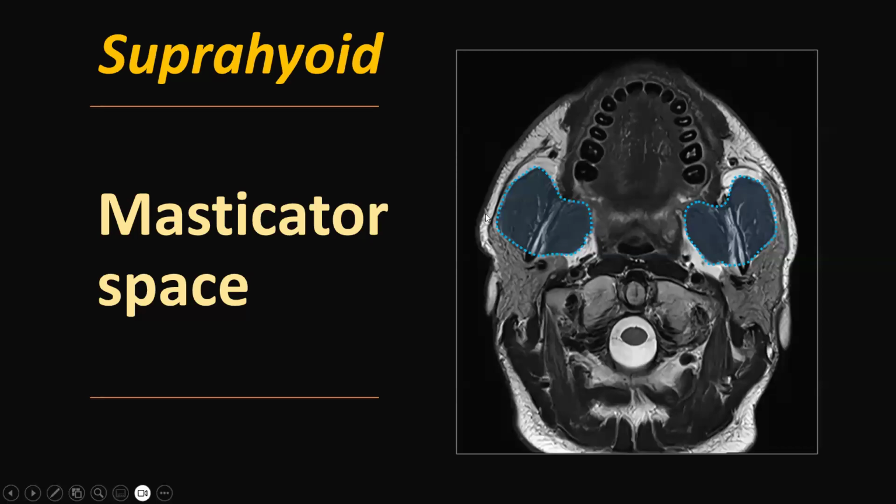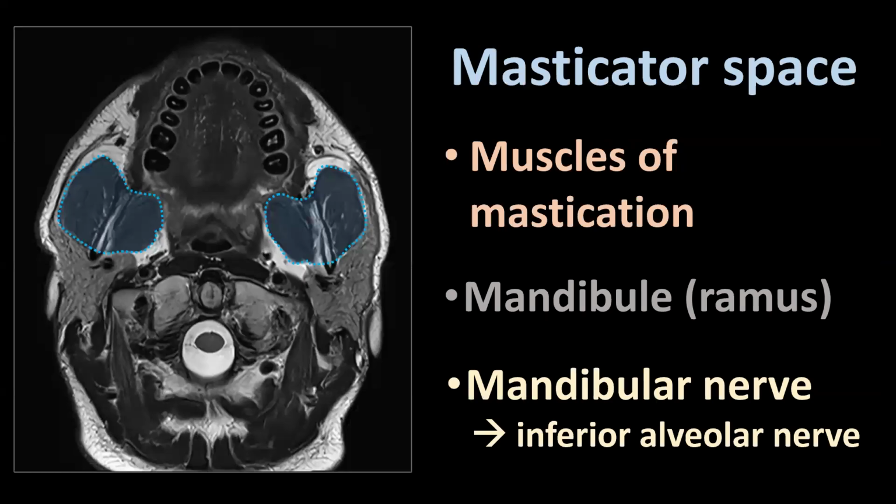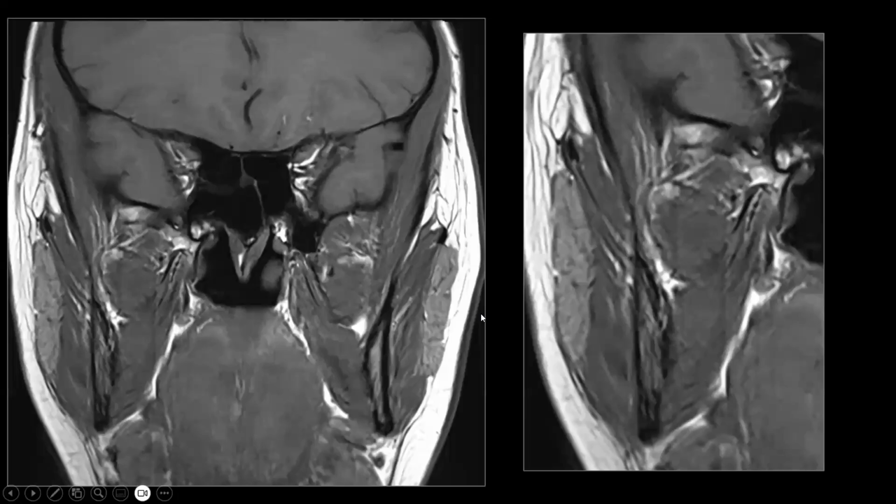Let's move on to the next space, which is the masticator space. The masticator space contains the muscles of mastication. It contains some bony structures, namely parts of the mandible, and it also contains the mandibular nerve and some of its branches, including the inferior alveolar nerve. Let's examine the anatomy of the muscles of mastication in a bit more detail. Centrally here we see the mandible.